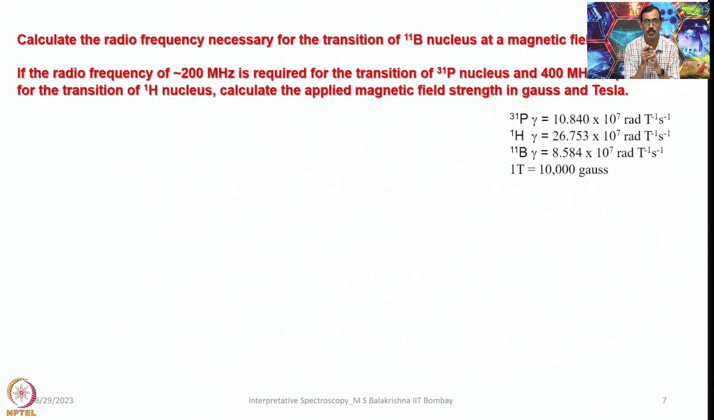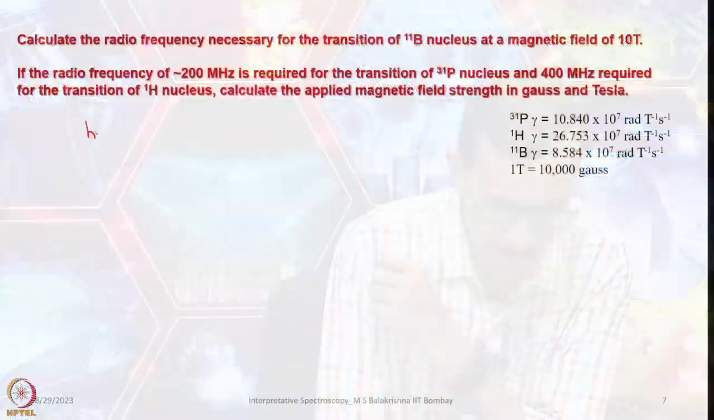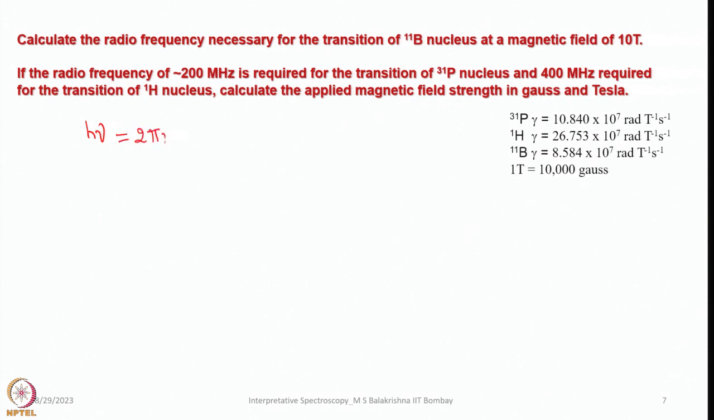Before I proceed further, let us become familiar with the equation I showed you. Recall, h nu equals h times 2 pi nu, and 2 pi nu is nothing but omega. Substituting, this will be equal to gamma h into B naught. Now h will cancel, so what we are left with is nu equals gamma B naught over 2 pi. This is the equation we are going to use in NMR extensively. Let us understand the utility of this equation in calculating the precession frequency or Larmor frequency for different nuclei placed in magnetic fields of different strengths.